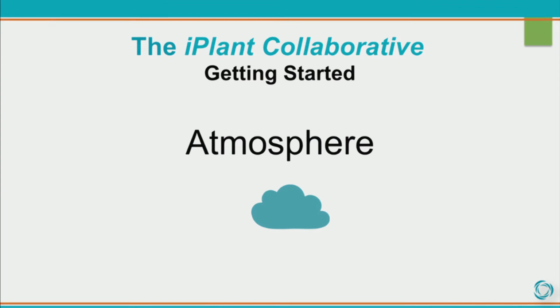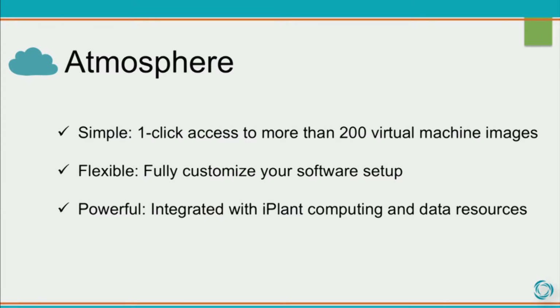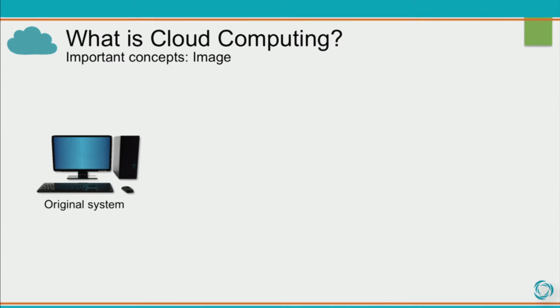So Atmosphere, which is the iPlant cloud platform. What does that mean? How can you take advantage of that? So Atmosphere gives you one-click access to more than 200 virtual machine images, maybe more than that right now. It allows you to fully customize your software setup, and again, it's integrated with our computing and data resources. First, I want to answer the question, what is cloud computing, at least in our context, because there's a lot of advertisements and products, and what does it mean? Well, let me give you definitions for two important terms that I'll be using.